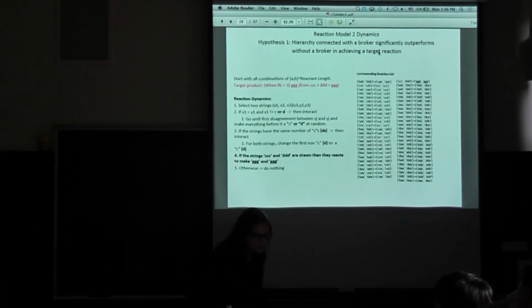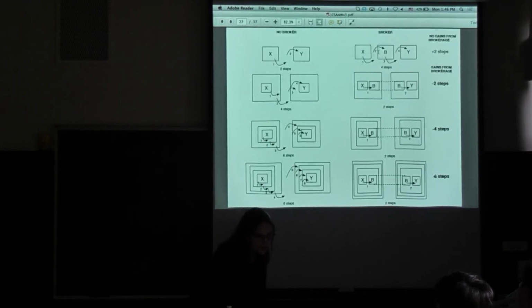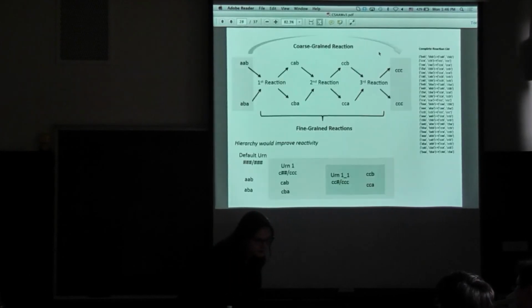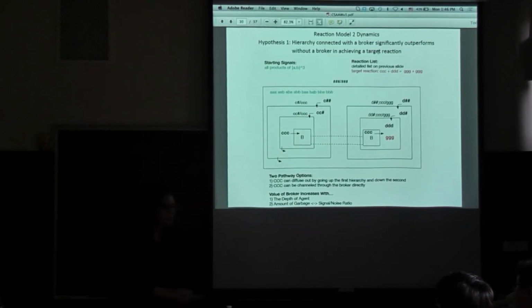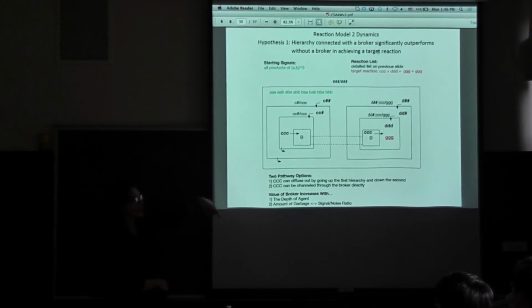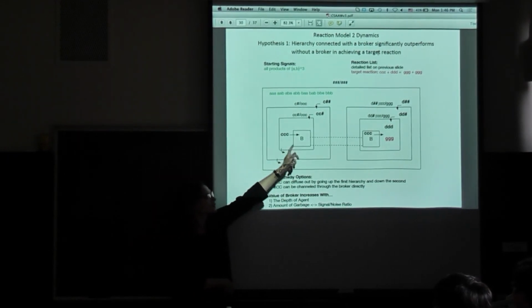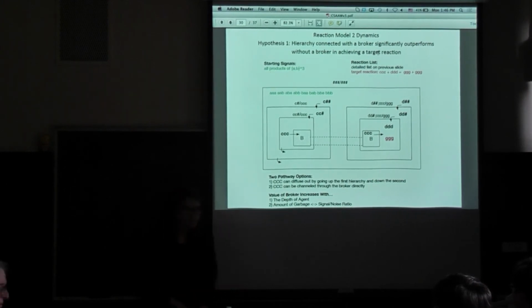And just to trigger your memory, this is basically testing this idea. Okay, so there are 2 pathway options. You can either diffuse out of the C hierarchy into the D hierarchy, or it can go directly into the broker. So you can see it cuts down the diffusion steps.